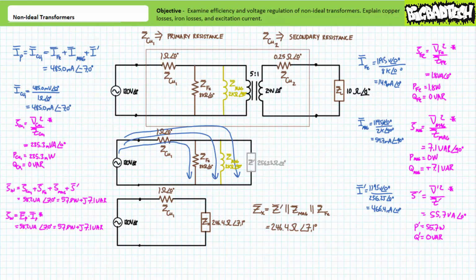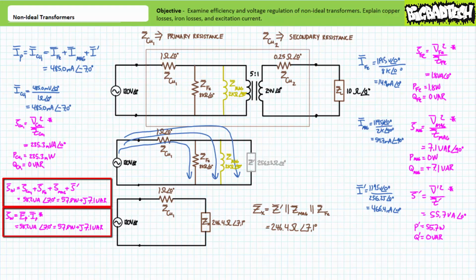Let's calculate total apparent power input to the transformer. First, total power is the sum of individual apparent powers. Additionally, total apparent power is the complex conjugate of primary voltage times primary current. Either method yields a total apparent power input of approximately 58.2 volt amperes, 235.3 milliwatts goes to the small resistor accounting for the internal resistance of the primary windings, 1.8 watts of which goes to the parallel resistance accounting for iron losses associated with eddy currents, positive 7.1 VARs of which goes to the parallel inductor accounting for both magnetizing current and hysteresis, and finally 55.7 watts of which goes to the reflected impedance.